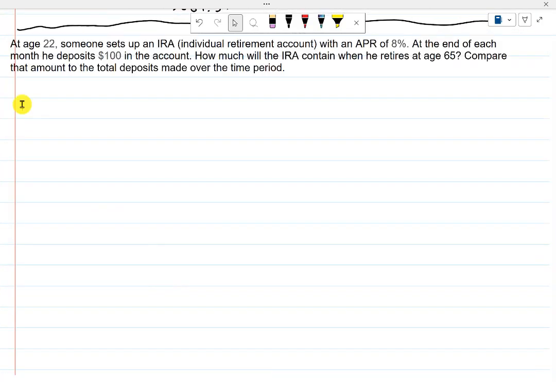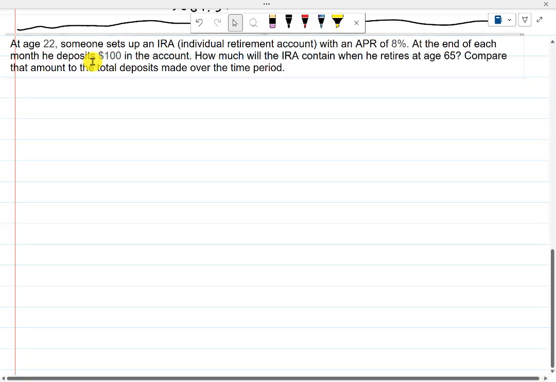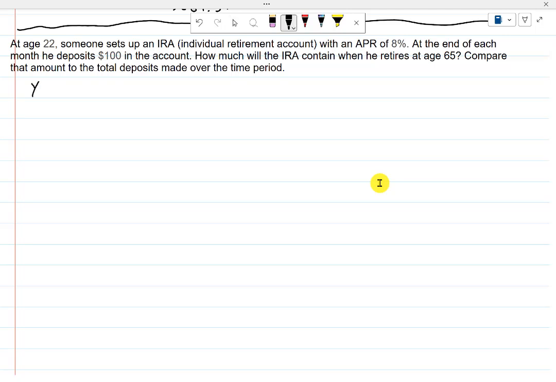Our next example here is an IRA account. Here, this person is going to put $100 into the account each month for the rest of their working years. So we're looking at, they started at age 22 and they're going to age 65. So the number of years is going to be 65 minus 22. So that will be 43.